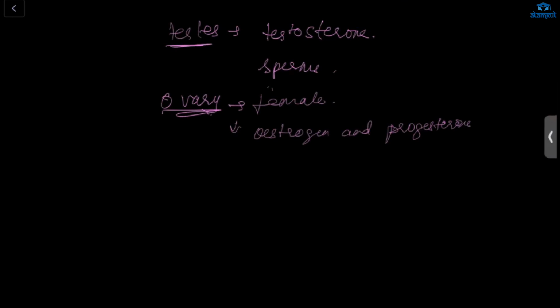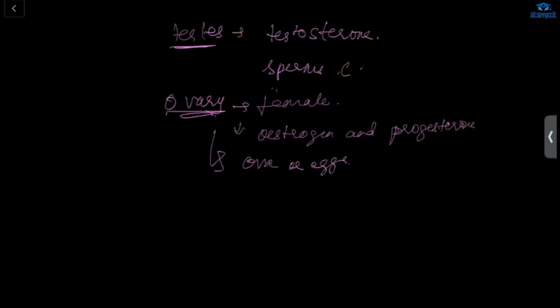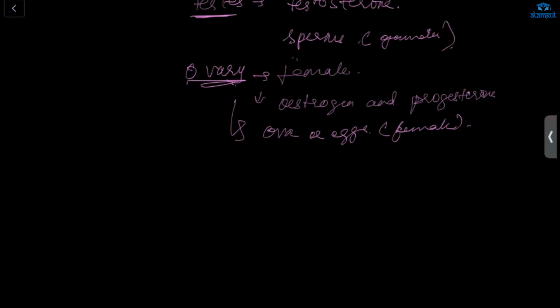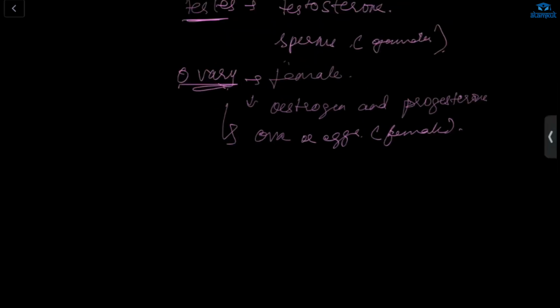And ovaries also make eggs or ova, gametes. This is the male gamete, and this is the female gamete. These both join to make zygote. We'll learn this reproduction in detail in the next class.